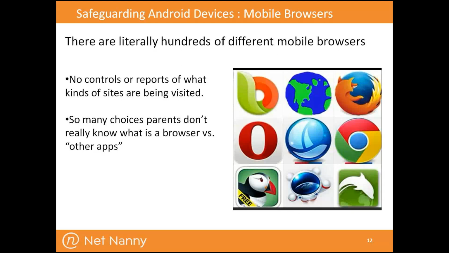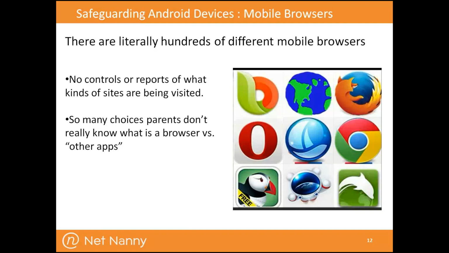The hard thing about a mobile browser, if you're concerned about content for your family, is that there are no controls or reports of what kind of sites are being visited. So if you're concerned about your teen going to inappropriate websites or someone accidentally being exposed to a website that you don't want to see, or many of those other concerns, these free browsers don't have any controls, and they definitely don't have any reporting.